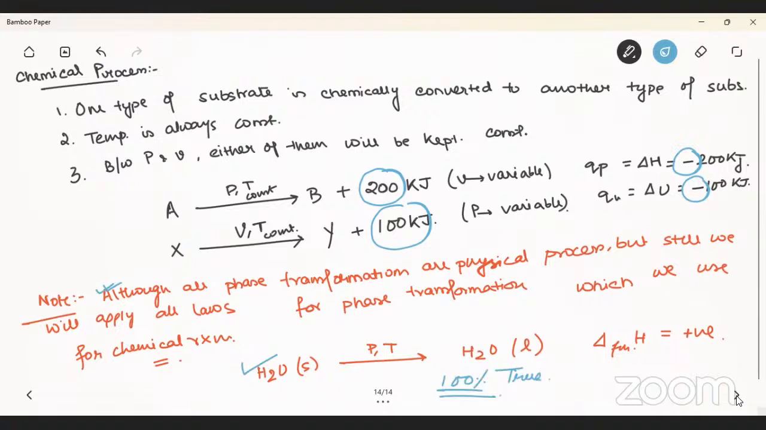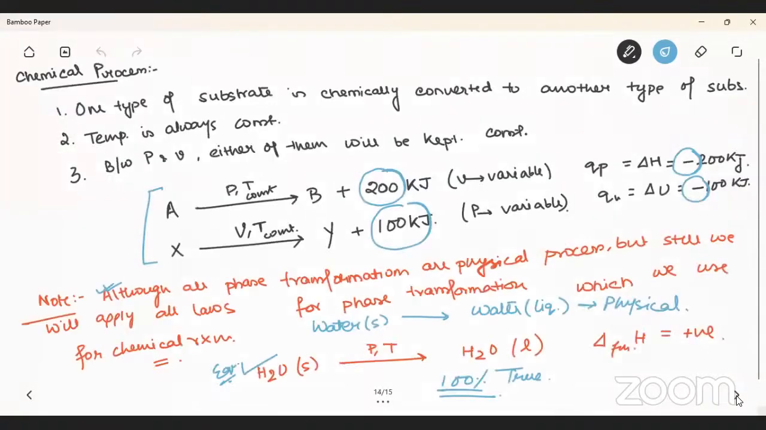Don't write it false. But if in your question they ask you about water in solid state converted to water in liquid state, and whether it is a physical process or chemical process, then you have to answer that yes, it is a physical process. But while writing the equation, we use the format for a chemical process. Is this part clear to everyone?